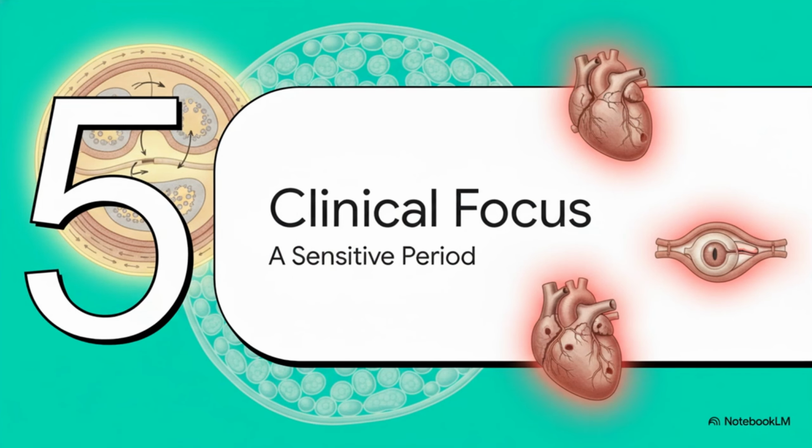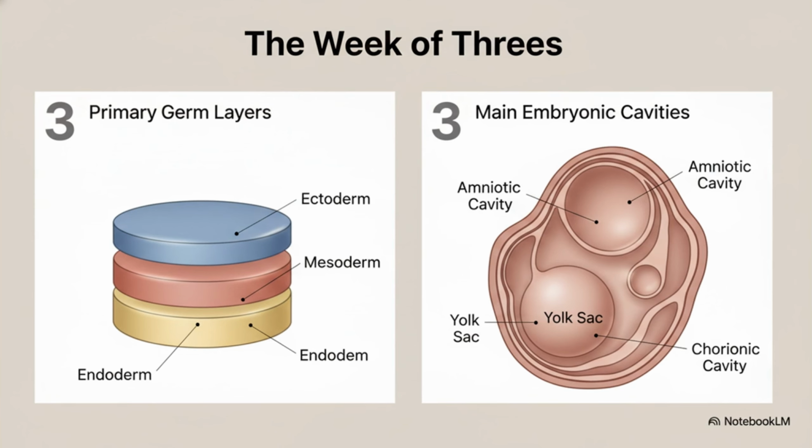Okay, let's connect all this amazing biology to why it matters clinically. Understanding these steps is so crucial because when they go wrong, the consequences can be incredibly severe. Here's a pretty simple way to remember the key outcomes of this week, a little mnemonic sometimes called the Week of Threes. We've now established our 3 primary germ layers, ectoderm, mesoderm, and endoderm, and the embryo itself is now clearly organized around its key cavities, mainly the amniotic cavity and the yolk sac.